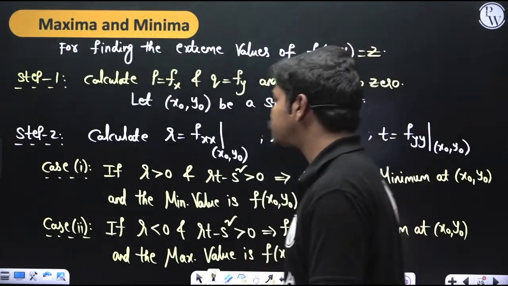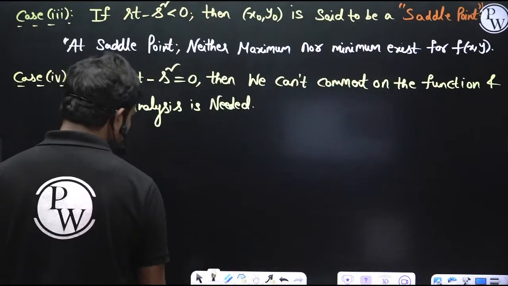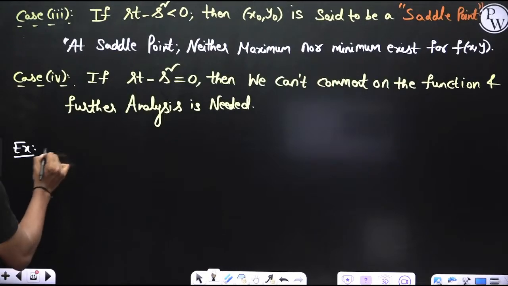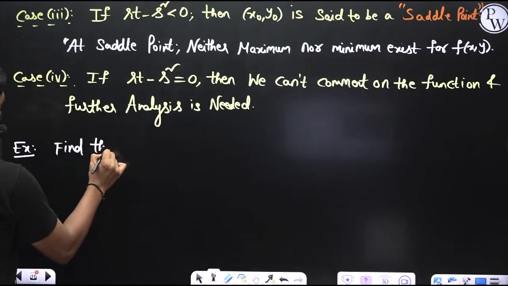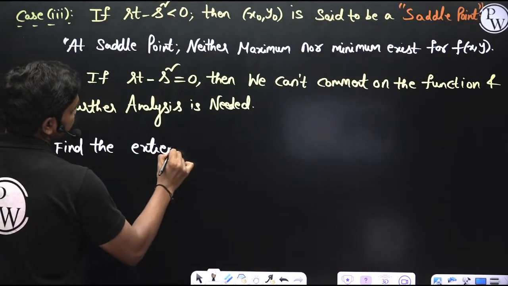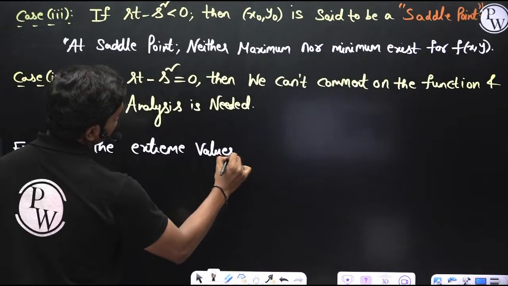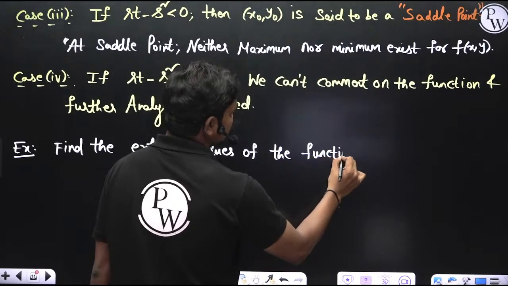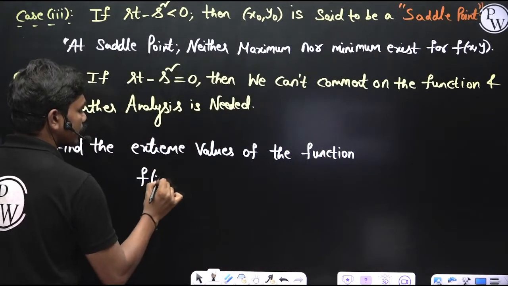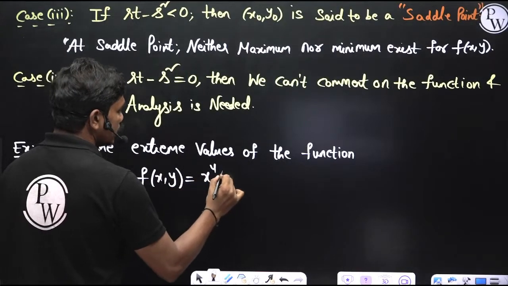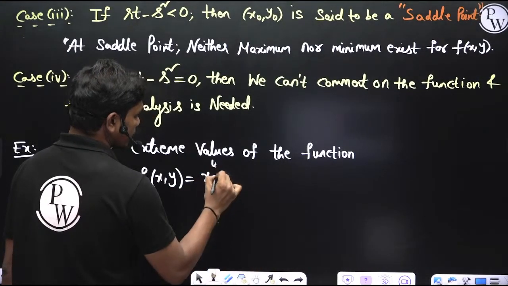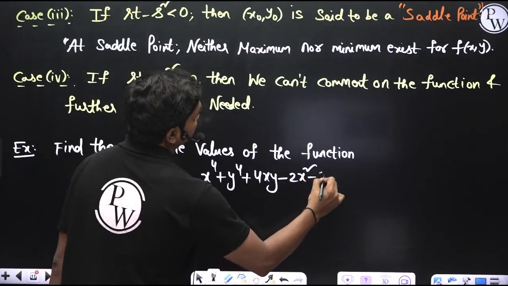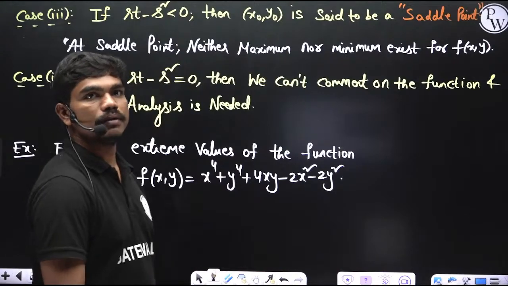So let's work out an example to understand. Example: find the extreme values of the function. One very nice function which I take generally is f of x comma y is x power 4 plus y power 4 plus 4xy minus 2x square minus 2y square. Okay, so let's say you have the maxima and minima of this function.